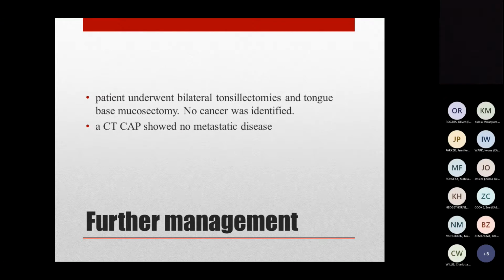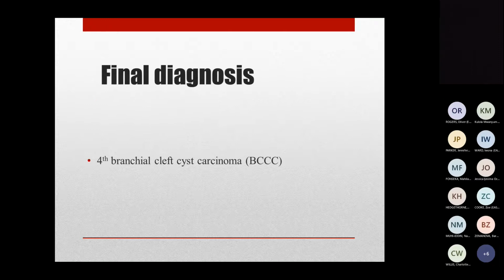The patient then underwent bilateral tonsillectomies and tongue-base mucosectomy to exclude an aerodigestive tract malignancy, but no cancer was identified, and a CT chest, abdomen, and pelvis was completely clear of primary or metastatic disease. So the final diagnosis in this case, based on the initial CT with a fistulous tract extending towards the piriform fossa, is a fourth branchial cleft cyst carcinoma.